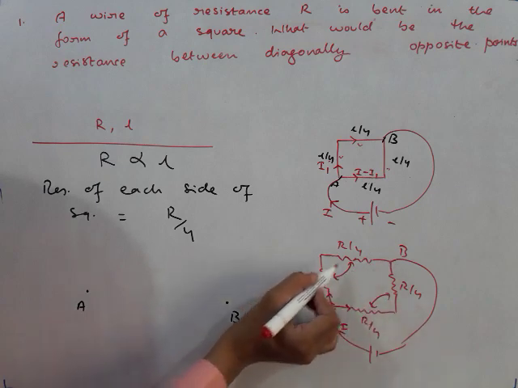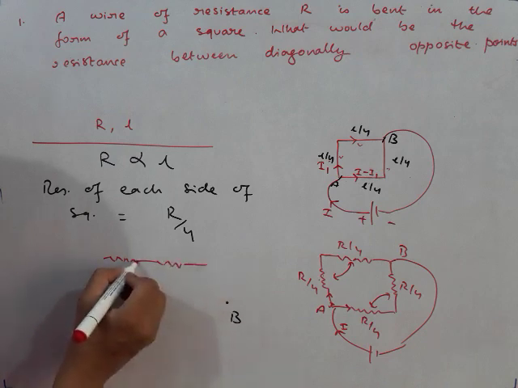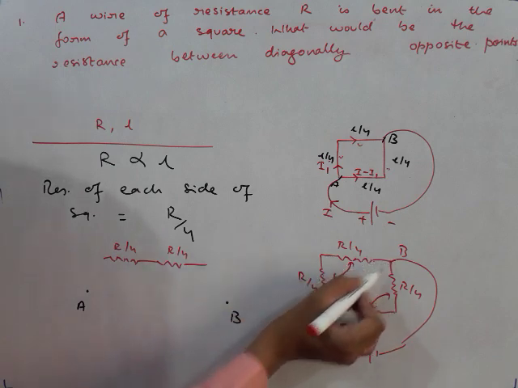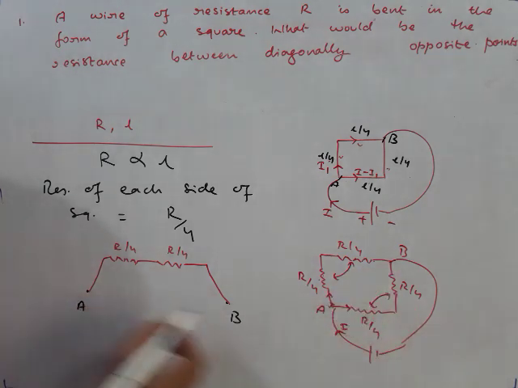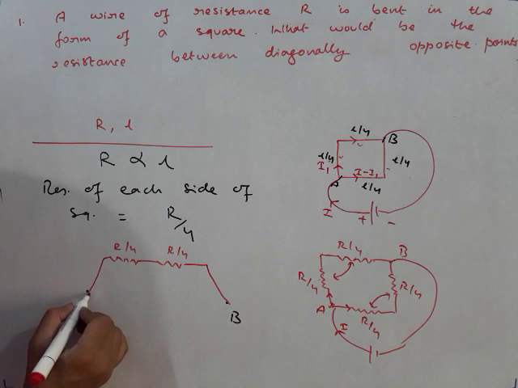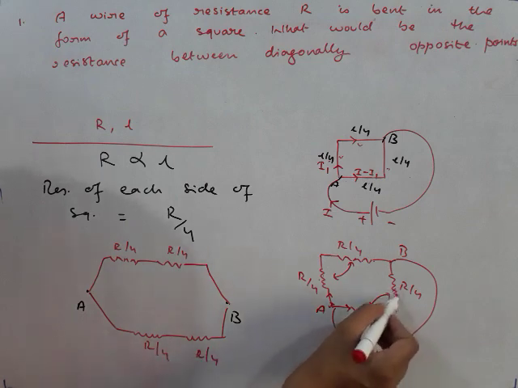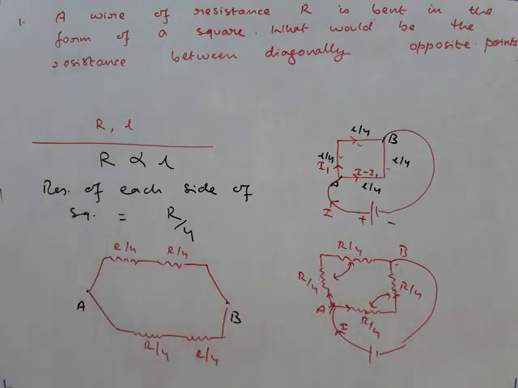Between A and B, this R by 4 and this R by 4 are in series, and their ends are at B and at A. Likewise, for the other half, R by 4 and R by 4 are in series. This combination of these 2 resistances is connected between points A and B. We have to find the equivalent resistance between A and B. Is it clear? Now probably you can do it yourself.